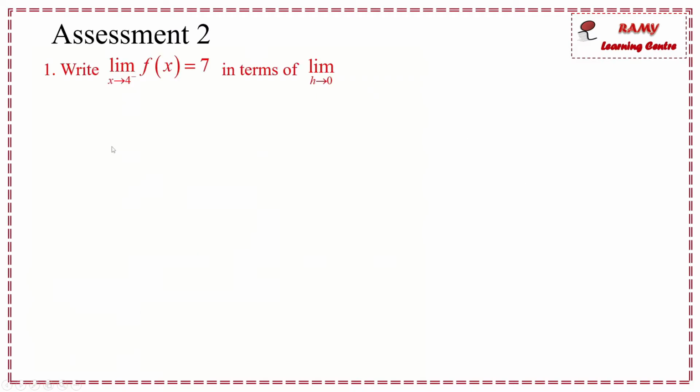Let us look at the second set of problems. Write limit x tending to 4 minus of f of x is equal to 7 in terms of limit h tending to 0. Limit x tending to 4 minus of f of x is equal to 7 can be written as limit h tending to 0 of f of, this 4 minus gets translated here. So, you have 4 minus and you have this h. So, x can be written as 4 minus h. So, this is limit h tending to 0 of f of 4 minus h is equal to 7.